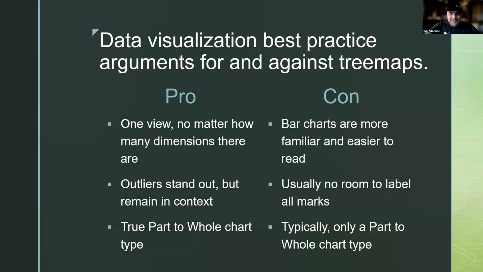I will admit, some people say they don't like tree maps. Doesn't mean they're bad people. I mean, not entirely, they might be bad people, I don't know. And sure, bar charts make differences in magnitude much easier to detect. And labels tend to always fit into bar charts where tree maps don't really have room for all the labels. Personally, I love that tree maps are one view. They quickly highlight outliers and are perfect for those urgent part-to-whole problems.